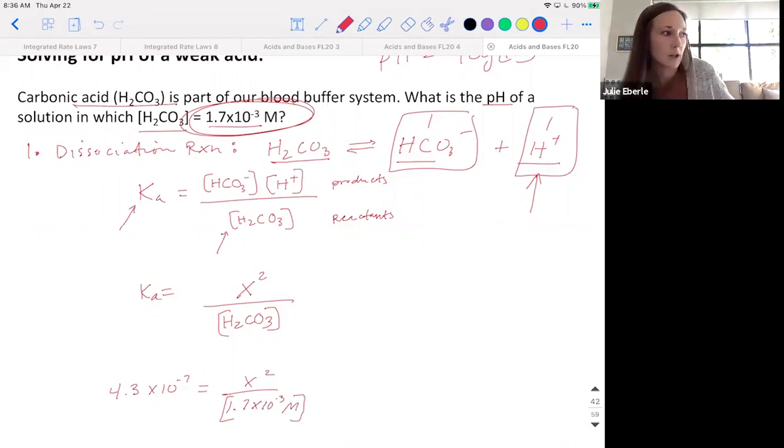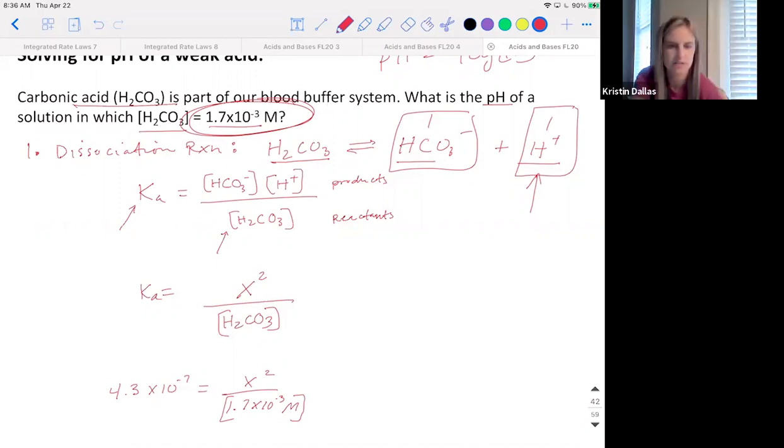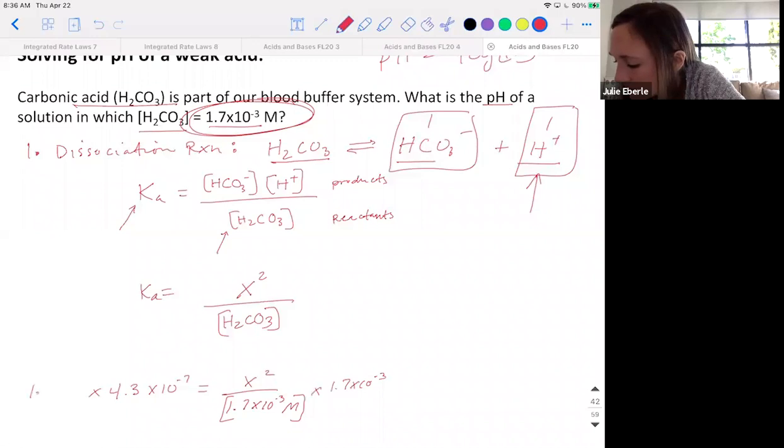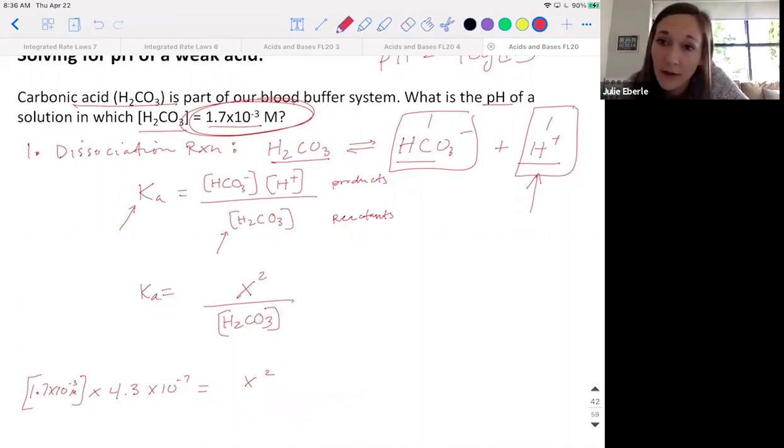All right, you guys tell me what to do. I think y'all can take it from here. Multiply both sides by the 1.7 times 10 to the negative 3 molar. That's right. So what happens? It cancels on this side. It goes away. If it cancels and goes away, I'm just going to erase it. That's after I've cross multiplied. So now I have 1.7 times 10 to the minus 3 times our Ka value equals X squared.